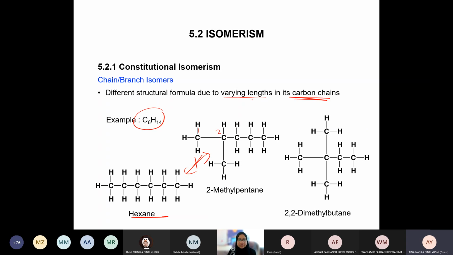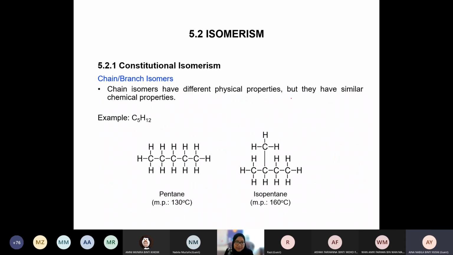So this one straight chain dia 6 carbon. Straight chain this one is 5 carbon. This one straight chain dia 4 carbon. That's what it meant by varying length in carbon chain. Okay, that is in terms of chain.